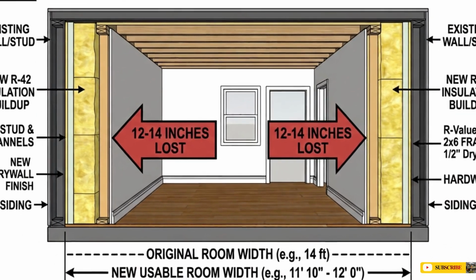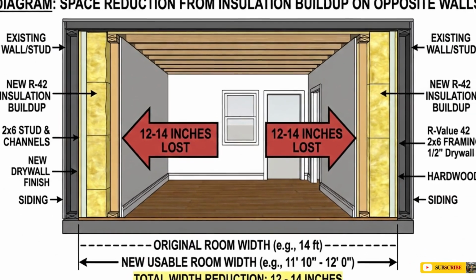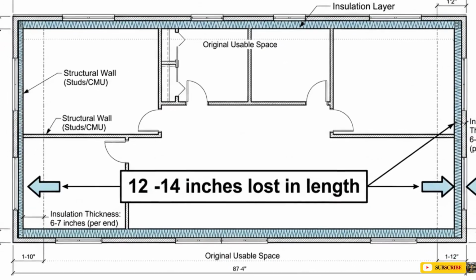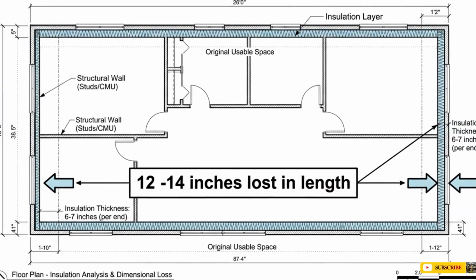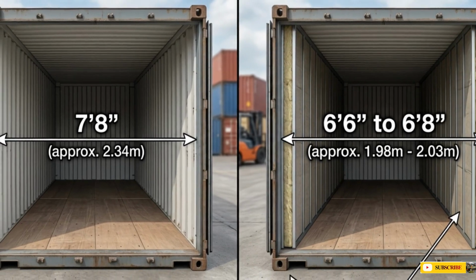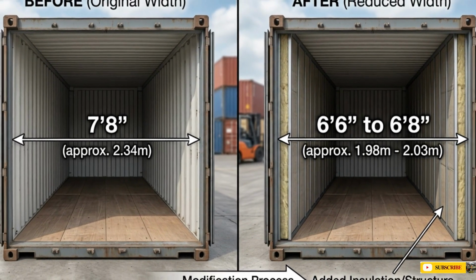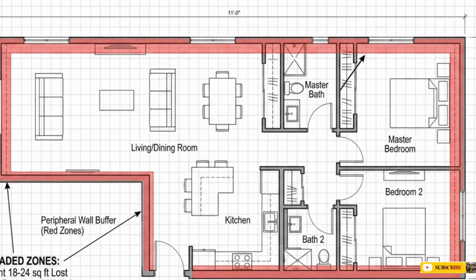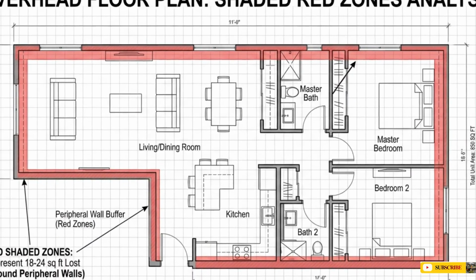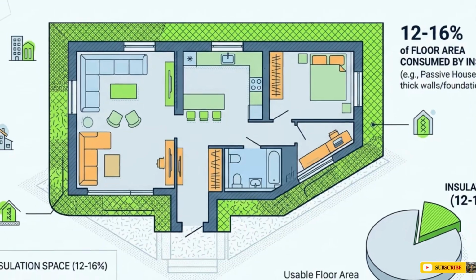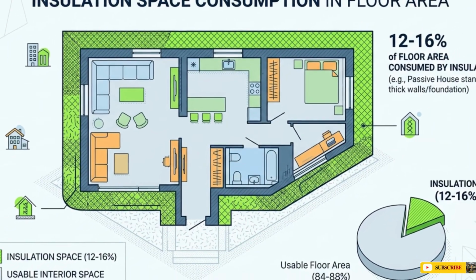Applied to the length as well, on both end walls, you lose another 12 to 14 inches of interior length. Total floor area lost to interior insulation on a standard 20-foot container, 18 to 24 square feet. On a 149 square foot container, that is 12 to 16% of your total floor area consumed by the insulation system before a single piece of furniture is placed.